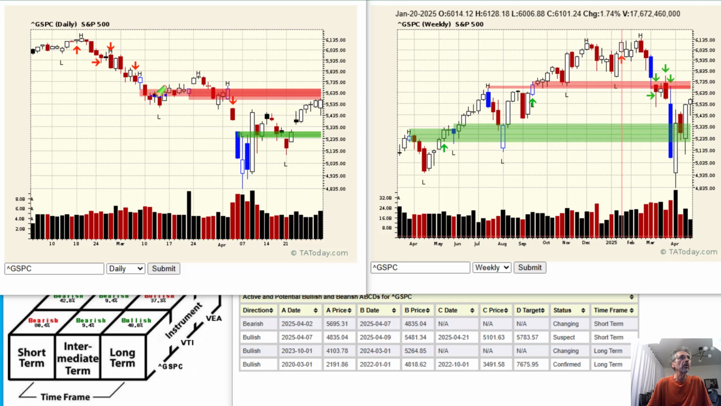Fixing to break this bearish retest regen, going to take out these swing point highs. That's where we're at. I hope that helps.